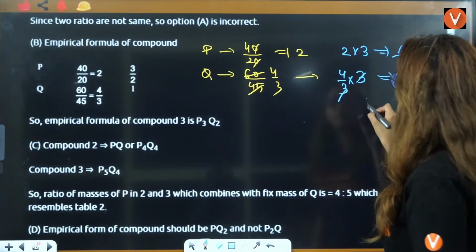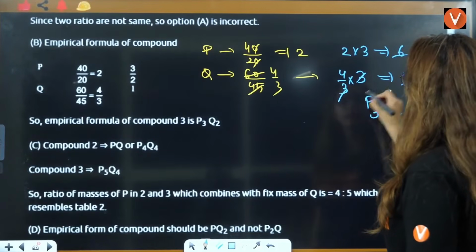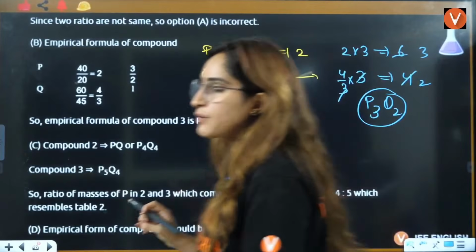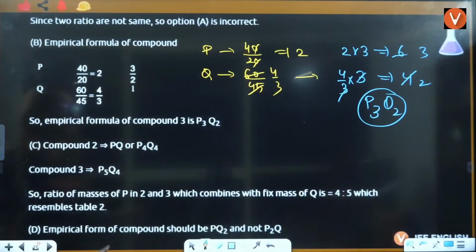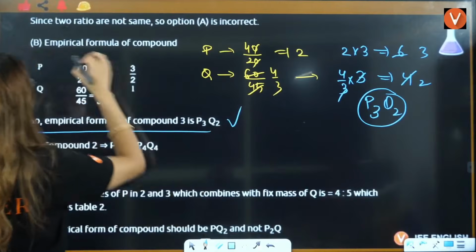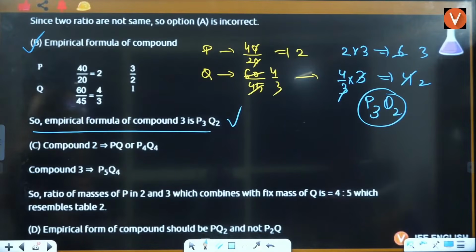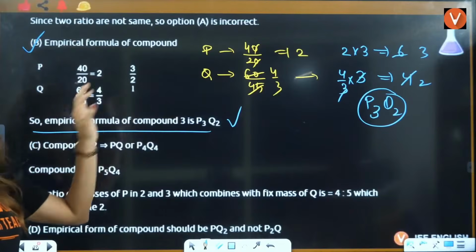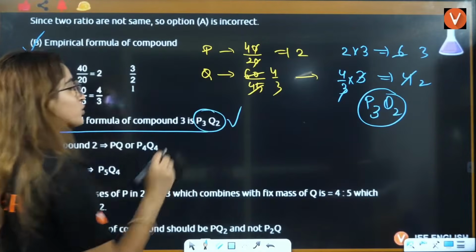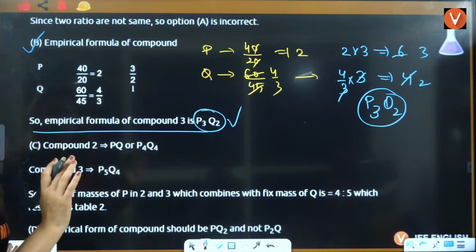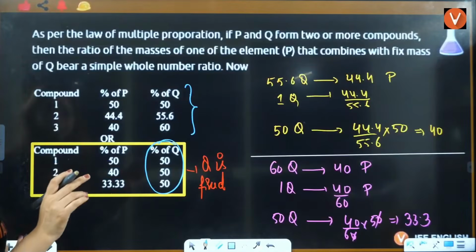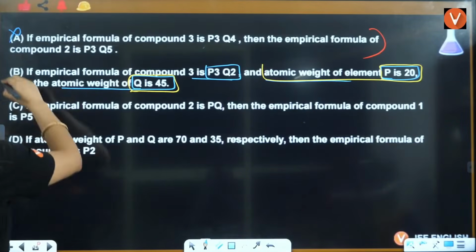So can I say this will be P3Q2? And this was the same thing that was given in the question also. So that means B is definitely the correct statement here. When you put the atomic weights as 20 and 45, you will get the empirical formula of compound 3 as P3Q2. That is the correct statement. Now the third statement.